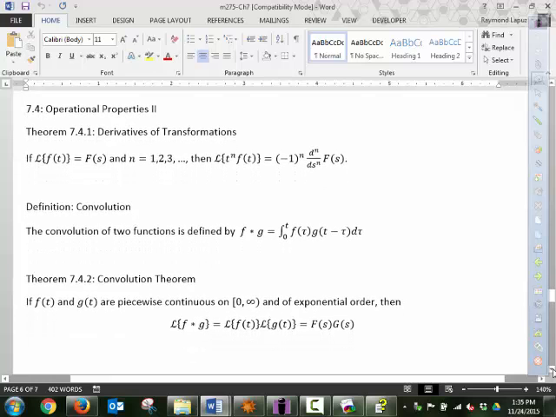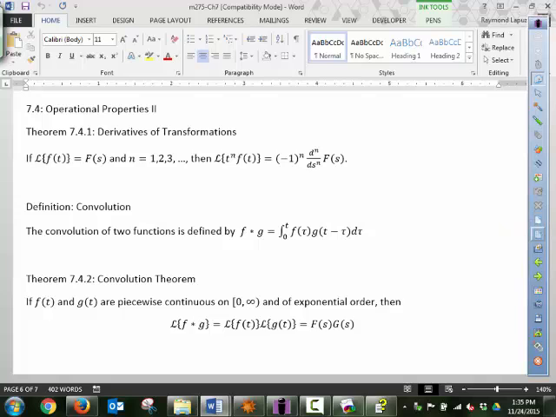The next section talks about some other operational properties that I don't really care too much for. One important one might be this convolution property, where if you're multiplying two functions in the t world and you want to transform that into something in the s world, then there, you know how. So I guess let me just take a quick picture of this, but I'm not going to talk about it in detail.